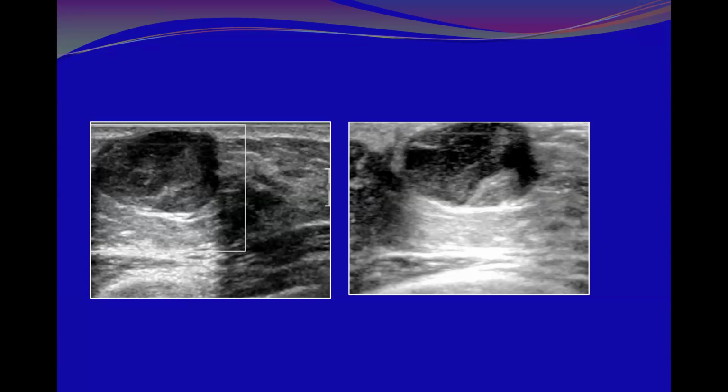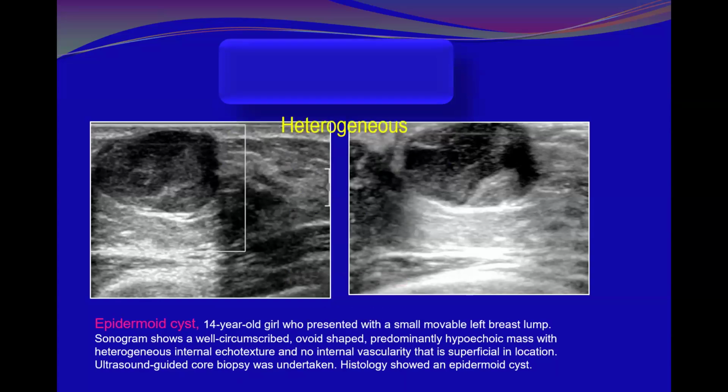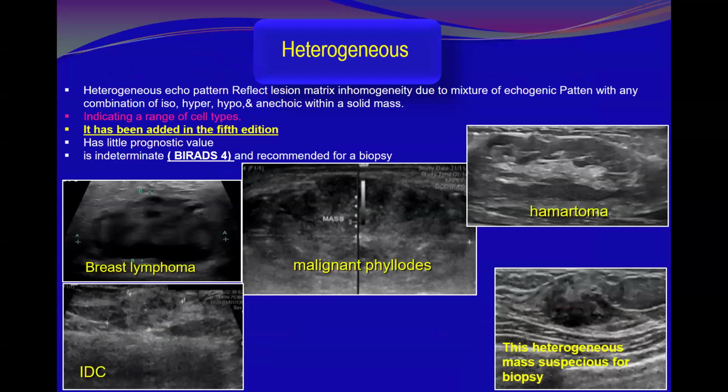What about these characters? This one has hypo, hyper, and a lot of mixtures of echogenicity. So this is heterogeneous echogenicity in a case of an epidermoid cyst. Here I have different examples of heterogeneous echo pattern, from benign to malignant.